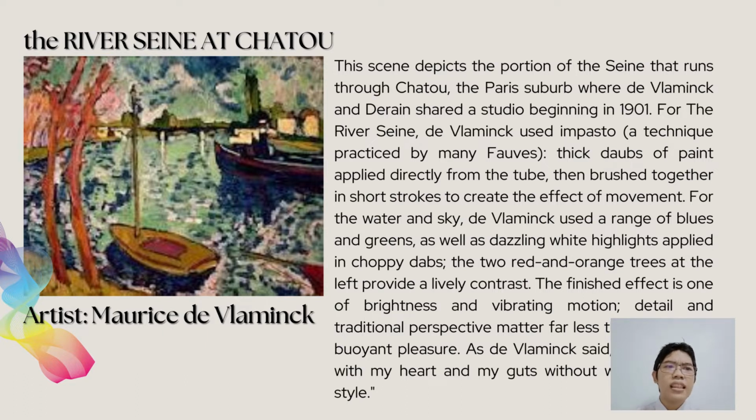For the river scene, de Vlaminck used impasto, thick daubs of paint applied directly from the tube, then brushed together in short strokes to create the effect of movement. For the water and sky, de Vlaminck used a range of blues and greens as well as dazzling white highlights applied in chubby dabs. The two red and orange trees at the left provide a lively contrast.